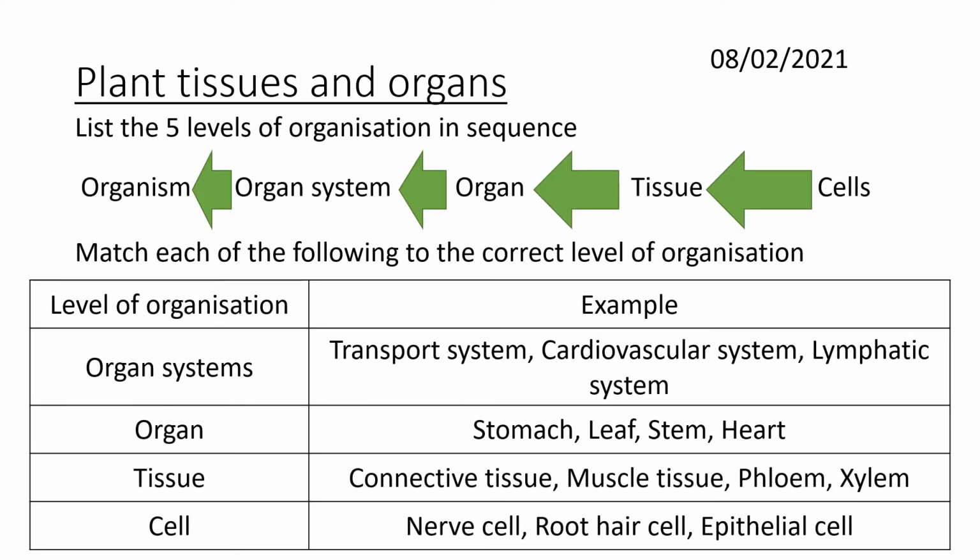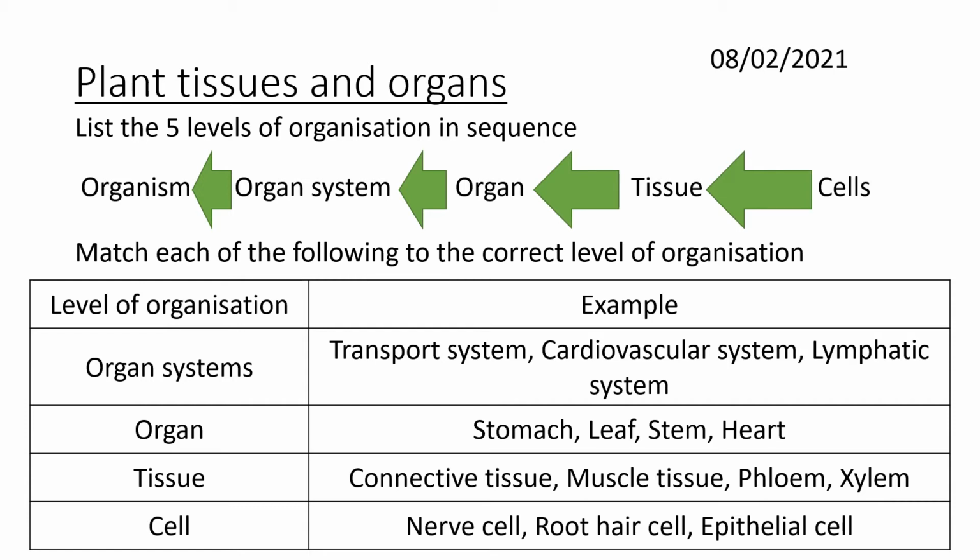Well, the 5 levels of organization are: cells combine together to form tissues. Tissues can combine together to form organs. Organs form organ systems, and organ systems are found in an organism.